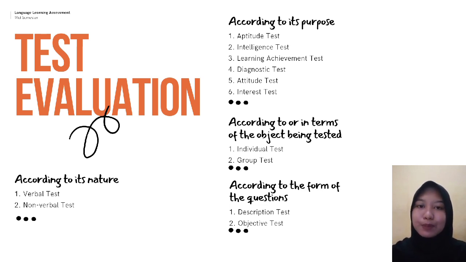According to its purpose, there are six kinds of tests. The first one is the aptitude test. It is a test to measure the student's personality. And then the second is the intelligence test, to measure the student's intelligence. And then the third is the learning achievement test. It is to measure the student's knowledge in the learning.